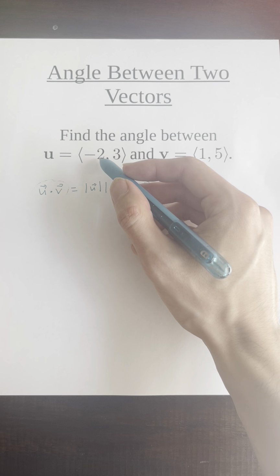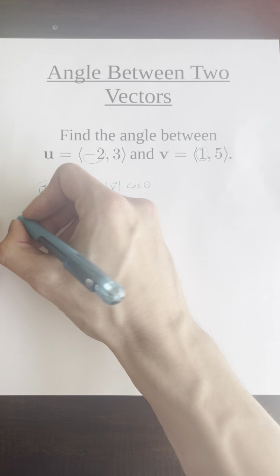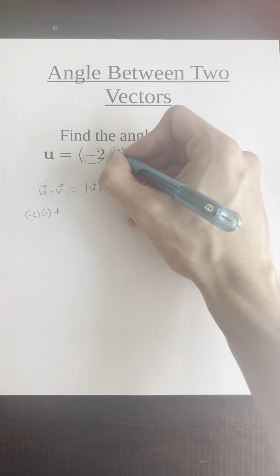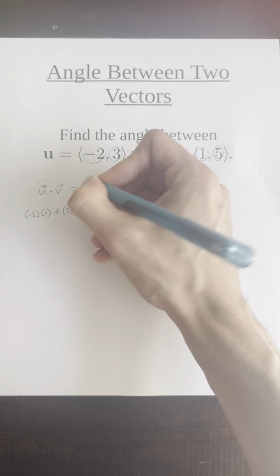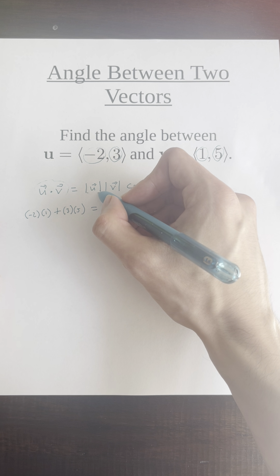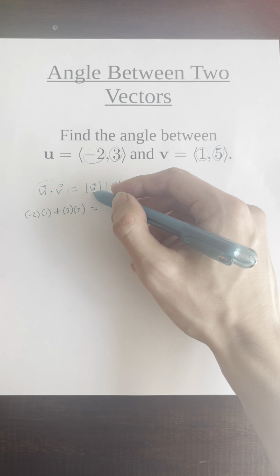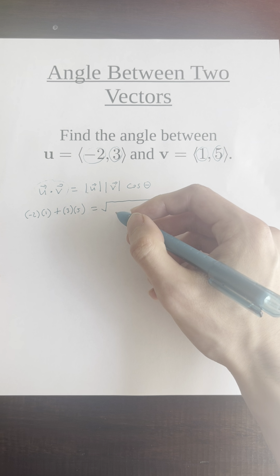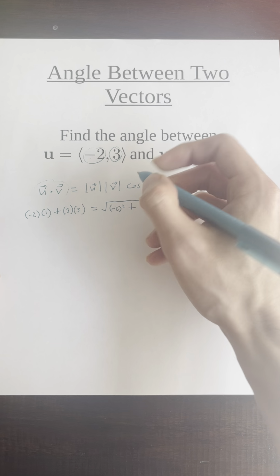Well, the dot product is going to be x component times x component, so -2 times 1, plus y component times y component, 3 times 5. Okay. Now what is the magnitude of vector u going to be? To find the magnitude of vector u, it's going to be the square root of the x component squared plus the y component squared.